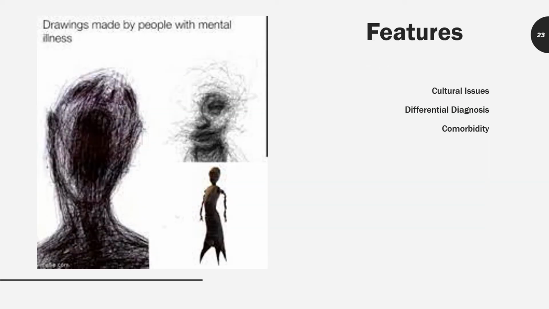Okay, so let's talk for a moment about some cultural issues, differential and comorbidity. Here again, you'll notice I've got a picture there of different drawings from patients that have been diagnosed with schizophrenia and how their images look. But we need to talk about some cultural aspects. Some cultural aspects that are considered a really interesting component to the diagnosis are individuals from countries where voodoo or witchcraft are common.